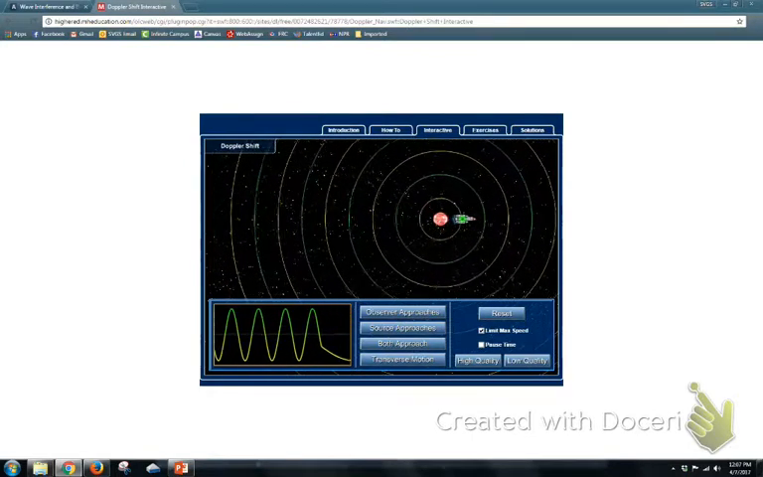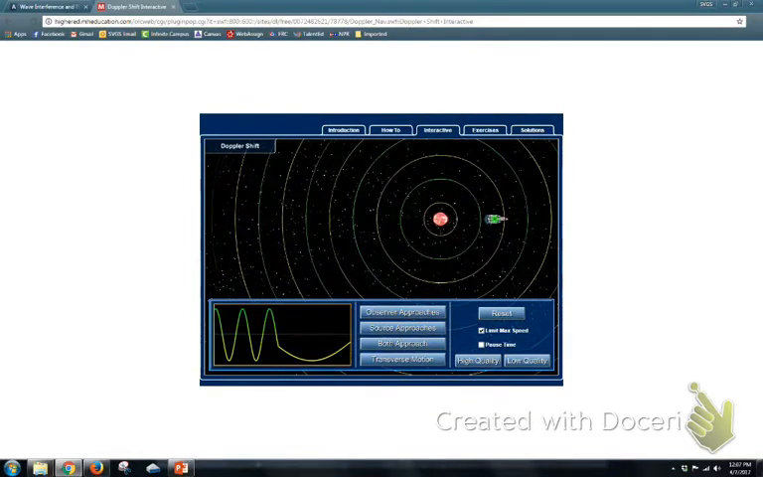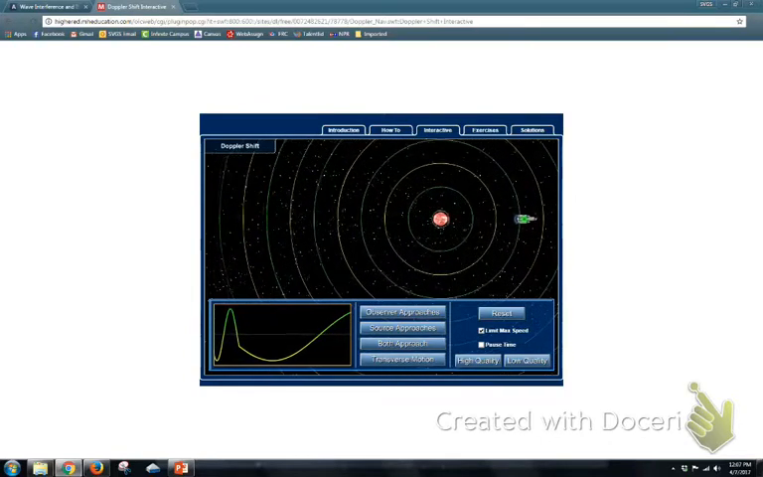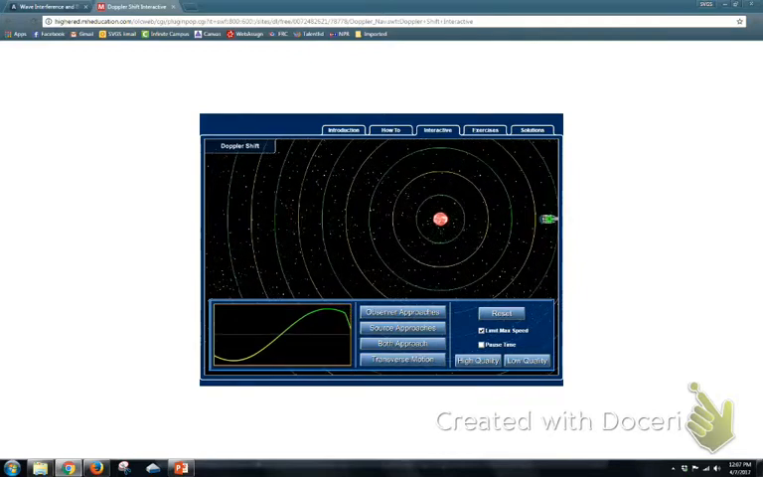After it passes the planet, same sort of deal. Now it's traveling in the same direction as the wave it's encountering, so the wave is hitting it less and less often. So you're getting a really big wavelength, really low frequency.